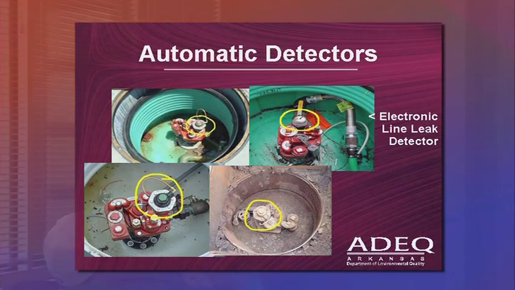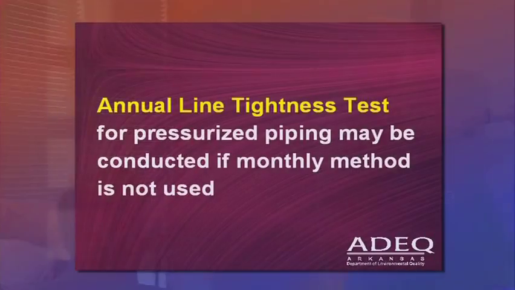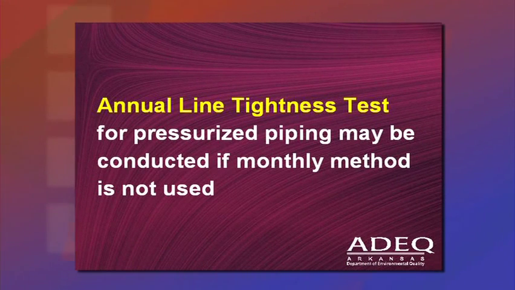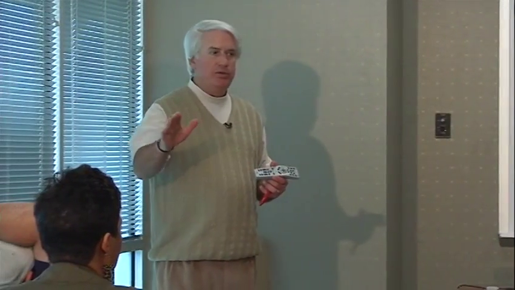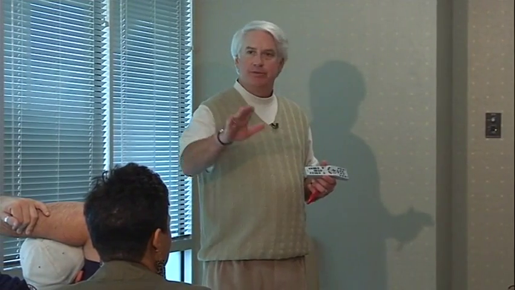And remember, pressurized piping, you have to have two forms of leak detection. First, in column B, you can do an annual line tightness test. So one test every 12 months where you can have somebody come out and do that line tightness test. That'll satisfy B. Or you don't have to do that if you use one of those monthly test methods that we talked about for an hour after the break.